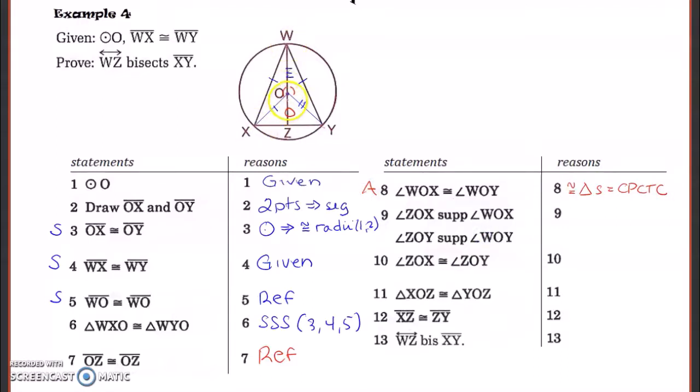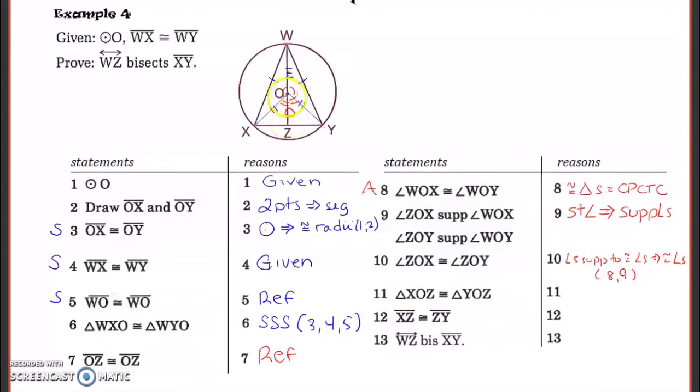So then we can see that WOX is supplementary to XOZ because if two angles form a straight angle, then they are supplementary angles. And the same on the other side. So now angle ZOX is congruent to angle ZOY because angles that are supplementary to congruent angles are congruent angles. And that comes from lines 8 and 9.